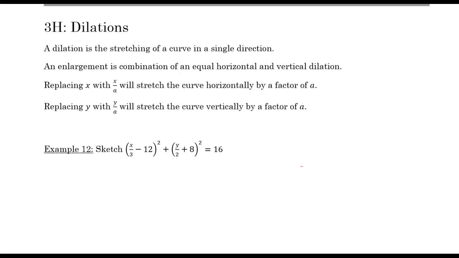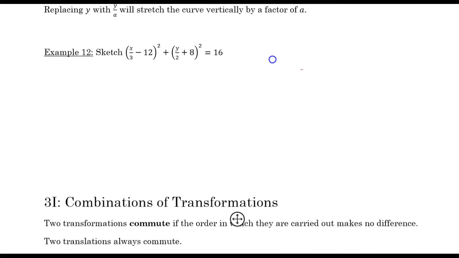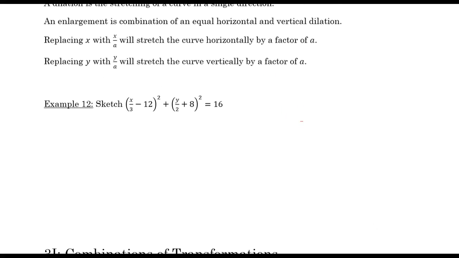Let's jump straight into an example here. It's all a fairly short exercise. So, I have this relation. It's not a function, but a relation. (x over 3 minus 12) all squared plus (y over 2 plus 8) all squared equals 16.